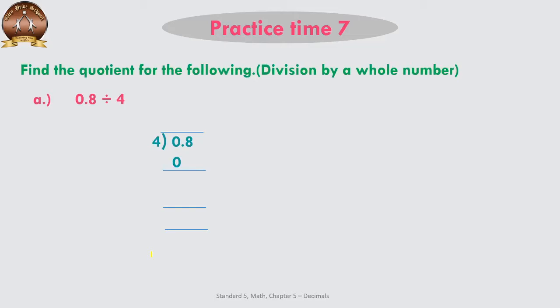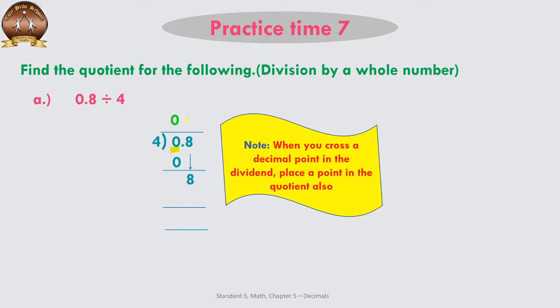Find the quotient for the following. Division by a whole number. 0.8 is divided by 4. Now there is nothing, no value over here. So 4 multiplied by 0 gives a 0 and we subtract them and we get a 0. So we have to bring 8 down and don't forget to put the decimal point up in the quotient. When you cross the decimal point in the dividend, place a point in the quotient. This is very important. Now we are crossing the decimal point in the dividend, so we will place a point in the quotient. So it becomes 0 point.